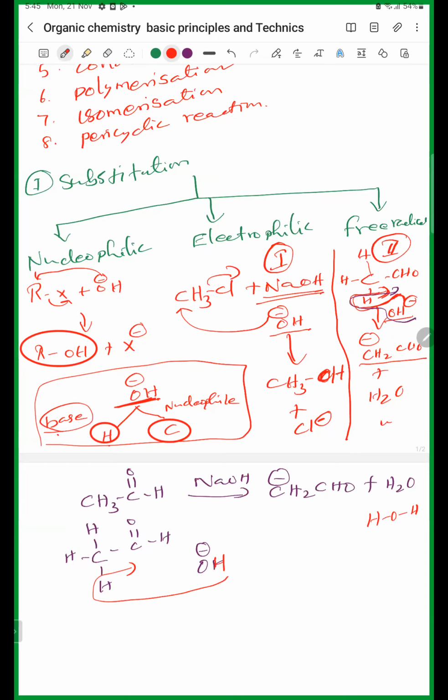Hello, are you able to follow or not, all of you? Pay attention. That OH minus is negatively charged. So the difference between base and nucleophile: once the negatively charged species forms a bond with the hydrogen, it is a base. If the negatively charged species forms a bond with the carbon, it is a nucleophile. Is it okay? Okay, sir. Now you tell me what is this?